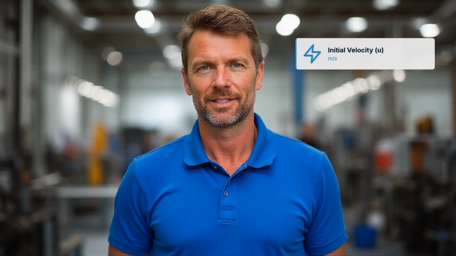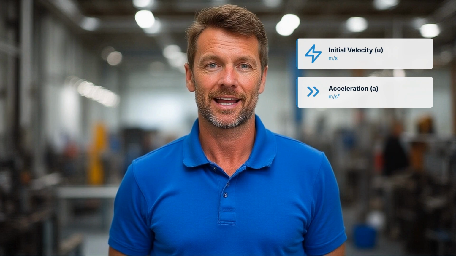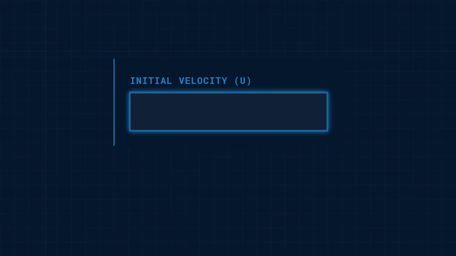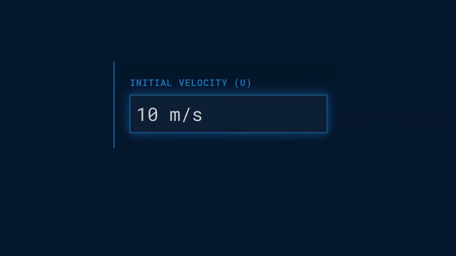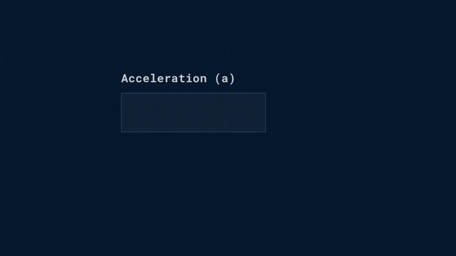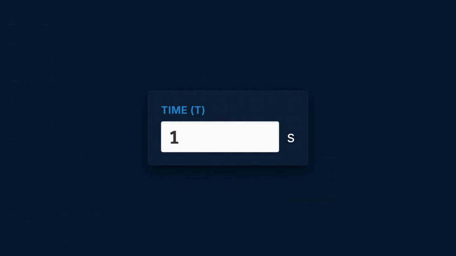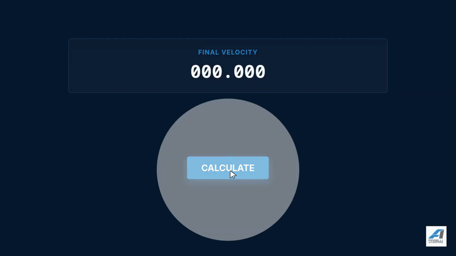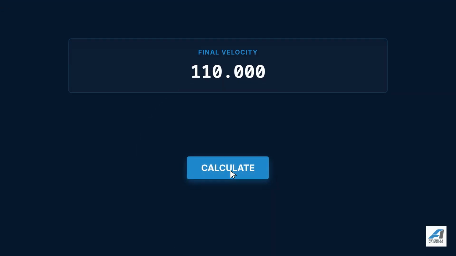The input fields for this mode are initial velocity u in meters per second, acceleration a in meters per second squared, and time t in seconds. Let's work through an example. I'll enter initial velocity equals 10 meters per second, acceleration equals 10 meters per second squared, and time equals 10 seconds. After clicking Calculate, the result value shows 110,000 meters per second as our final velocity.